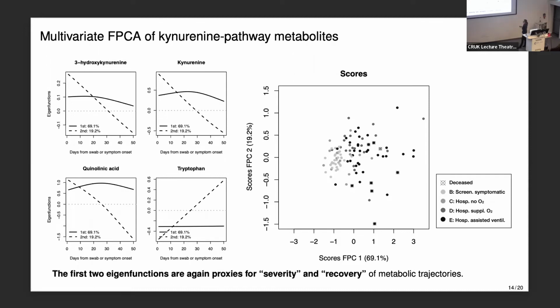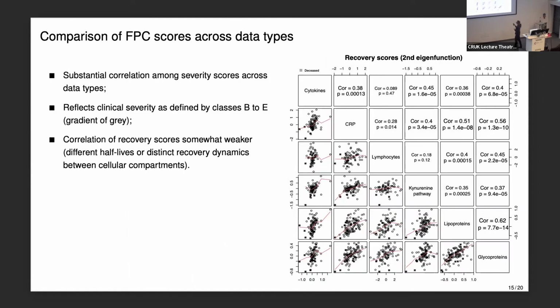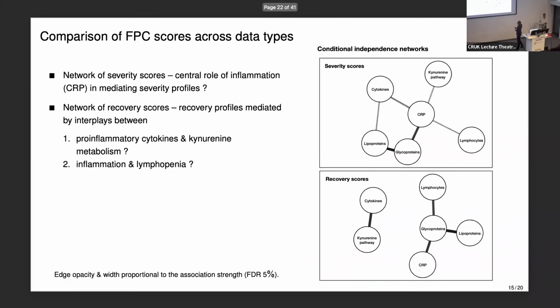Now it turns out that these interpretations hold for all other data types that we analyzed by FPCA, and the scores for these different FPCA analyses were highly correlated. These are the severity scores, and by the way, you again see this gradient of gray here, which means that they again reflect the clinical severity classes quite well. These are the recovery scores, so the correlation is a bit weaker here, but still we can notice it. I think it's more interesting to actually look at the conditional independence graphs for the severity and recovery scores.